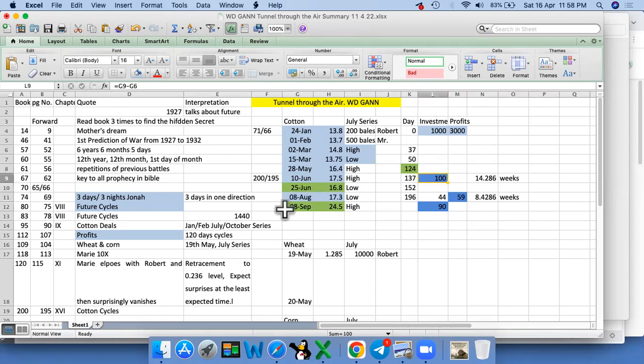And after that, again, if we see from the high, the high day was 10th of June. We got another high on 8th of September, right? So if we consider this high to high, from 10th of June to 8th of September, this comes around 90 days.